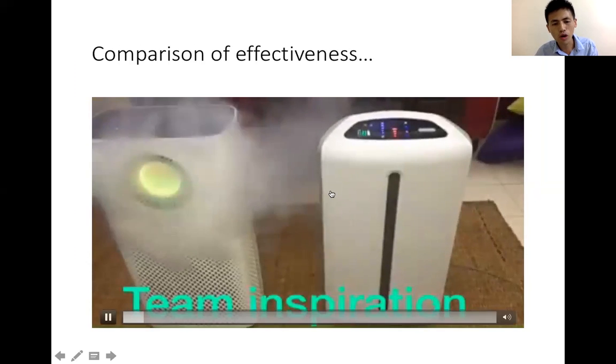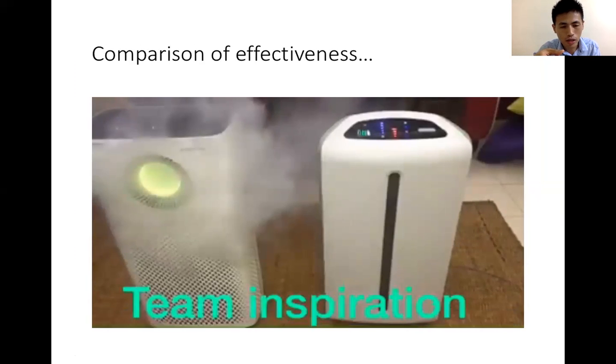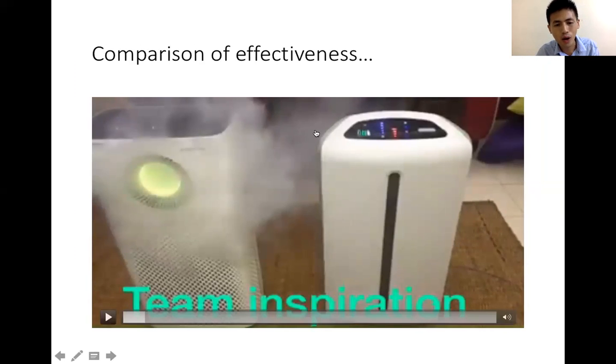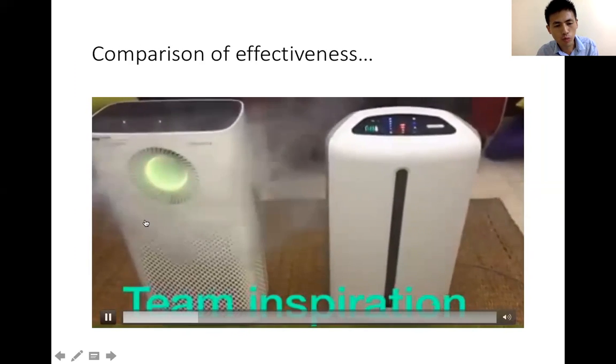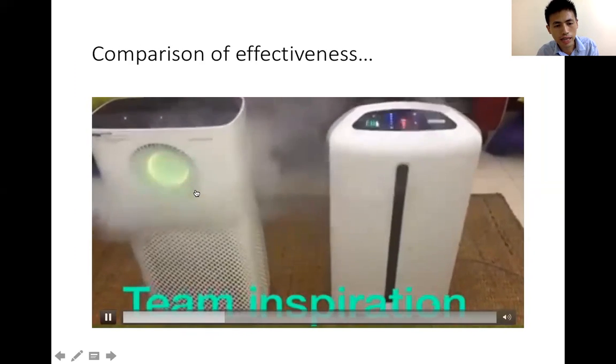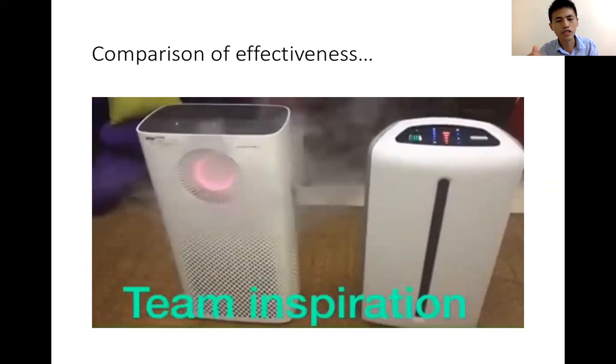Okay. And this is to compare the effectiveness. This is a Coway model, the Storm model. This is Atmosphere Sky. So you can see that they purposely put in dirty air and see how fast the unit can remove it. So this is in Coway. You can see that it can remove the dirty air, but it takes a longer time. It can remove, but it's very slow.